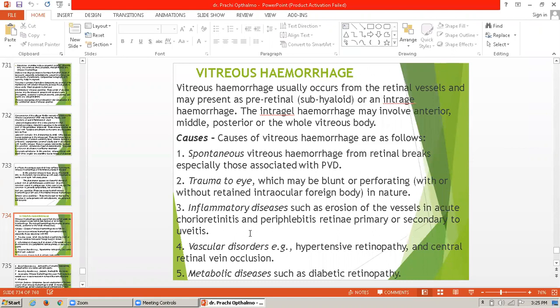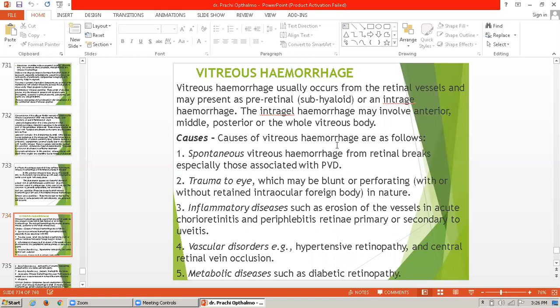Then the next topic is the vitreous hemorrhage. Vitreous hemorrhage usually occurs from the retinal vessel and may present as pre-retinal, that is subhyaloid, or an intragel hemorrhage. The intragel hemorrhage may involve the anterior, middle, posterior or the whole vitreous body.